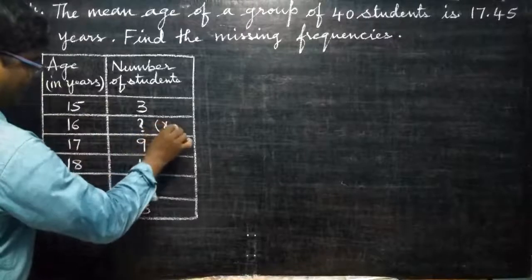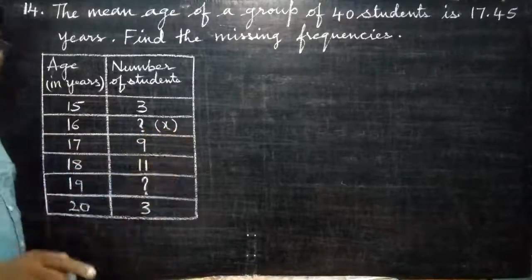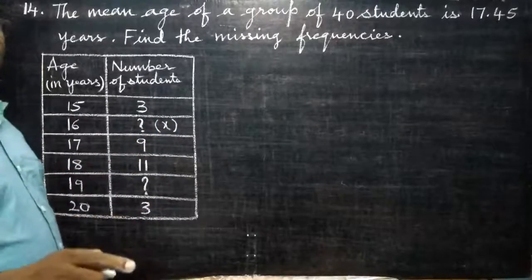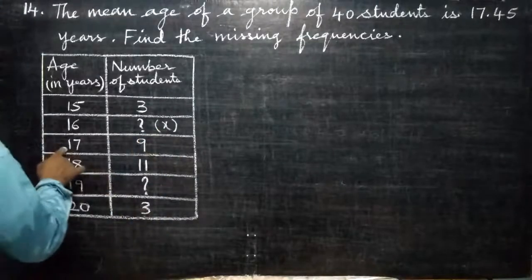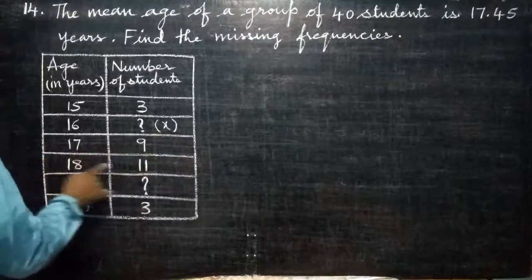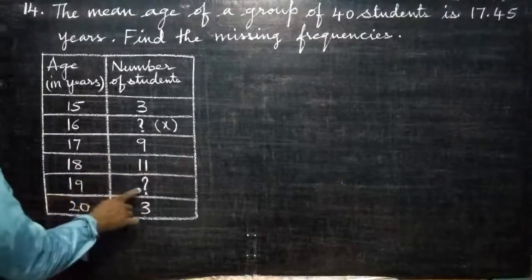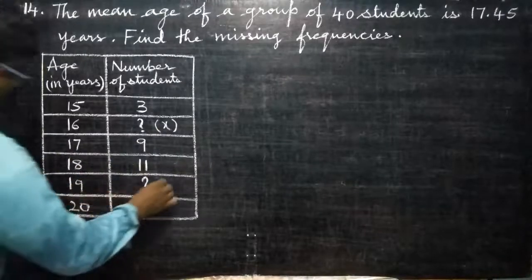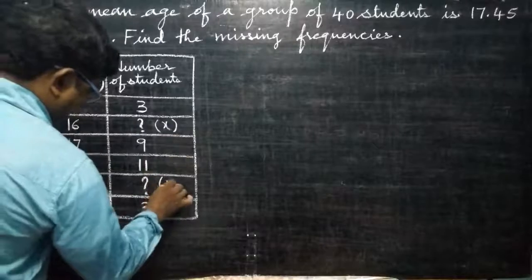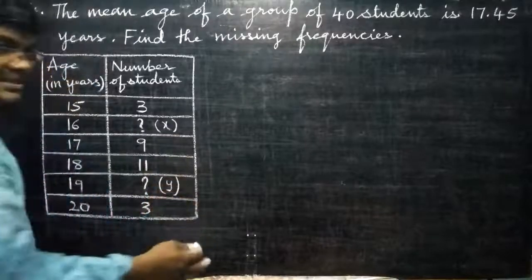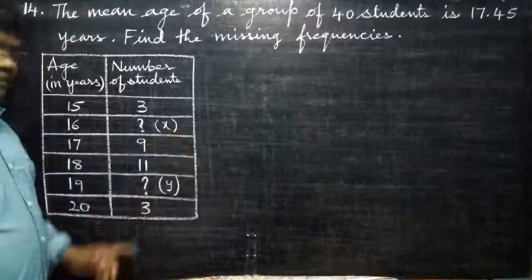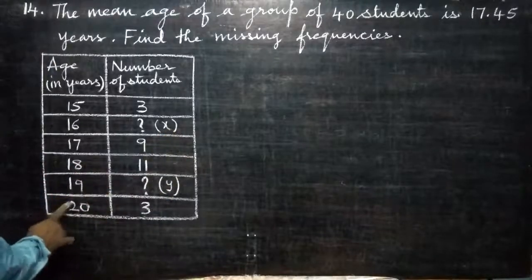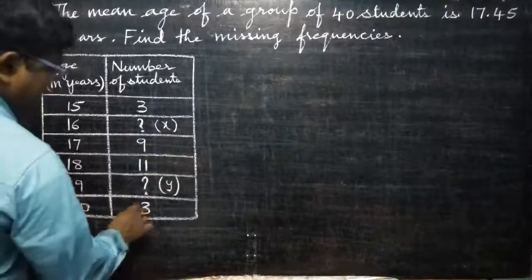When we don't know, we will keep it as x in mathematics. Unknown value we will keep as x. 17 years, 9 are there. 18 years, 11 are there. 19 years, again they gave here x, after x we will take y. If the next is there, z, like that. Always for unknowns, first we will take x. 20 years, 3 are there.